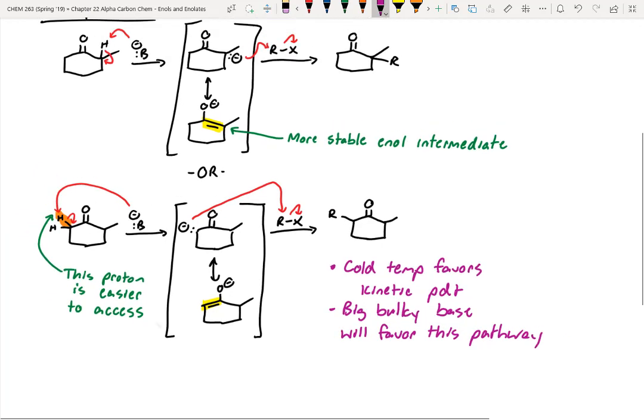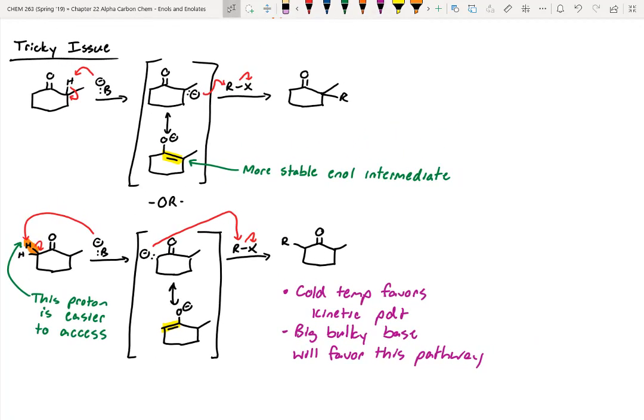All right, so we said we could run the bottom one at cold temperature. We know that would favor the kinetic product, which is what this is. This is our kinetic product. All right, versus the top one, we know that this is going to be our thermodynamic product. All right, so now how can we favor the top one over the bottom one?